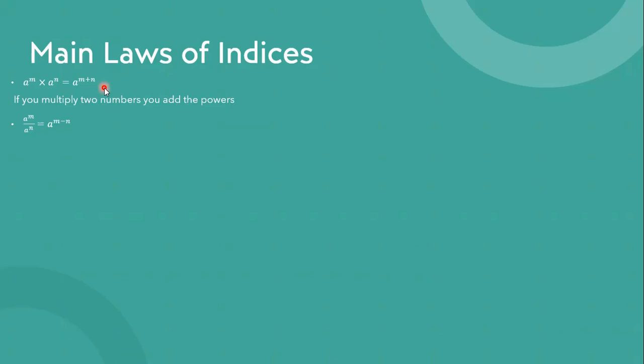Next one, a to the m over a to the n is equal to a to the m minus n. What does this mean? If you divide two numbers, you subtract the powers. So let's do a to the 2 over a to the 1. Well, based off this rule, that should equal a to the 1. Subbing in, oh, I meant to say 2 to the 2 over 2 to the 1 should equal 2 to the 1. So 2 squared is 4, 2 to the 1 is 2. 4 over 2 is 2, which is 2 to the 1.